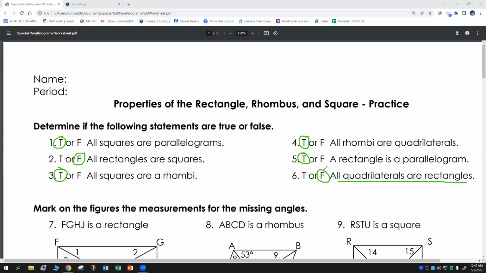Okay, and then all quadrilaterals are rectangles. That's false. It could be a rhombus. It could be a kite. It could be a trapezoid. It could be none of those, right? It could be something else. So that one's definitely false.